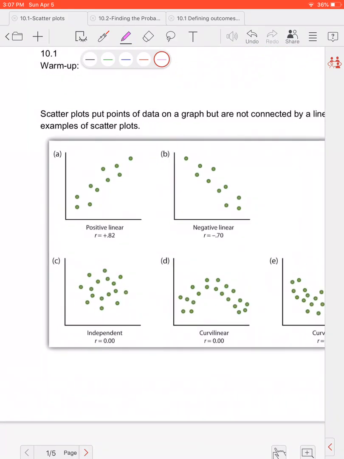So we have positive linear, so that means if we were to draw a line through them, we can see our slope would be positive, just like if we were graphing a line, okay? Here the slope is negative. There's a general sense of negative. Here there's no real association, right? They're all over the place, okay? So this would be no association.